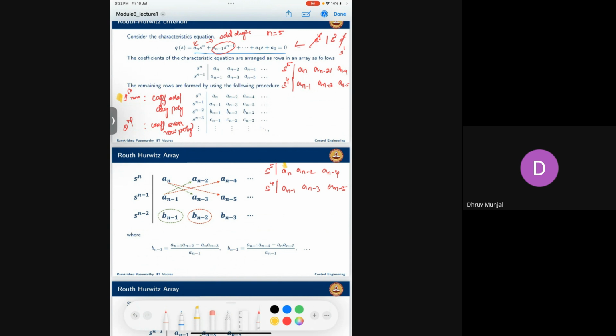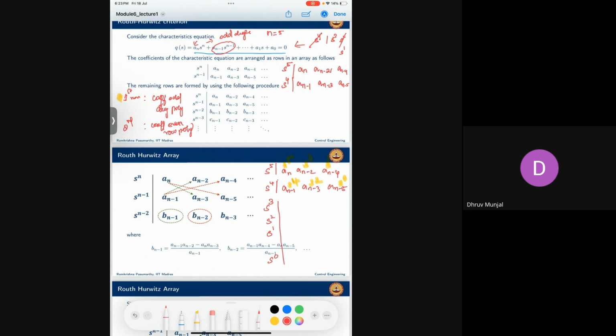This corresponds to s power 5, s power 3, s power 1. This is s power 2, s power 4, s power 2, s power 0. Now we have to find the row for all this equation until s power 0. Whatever polynomial you have started, you have to write the rows for all this equation.